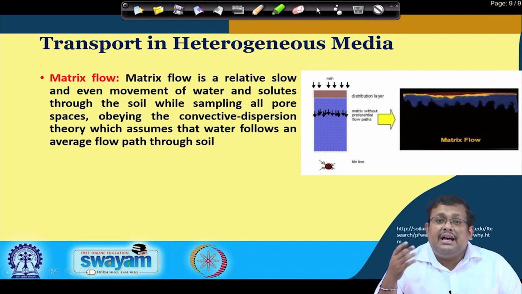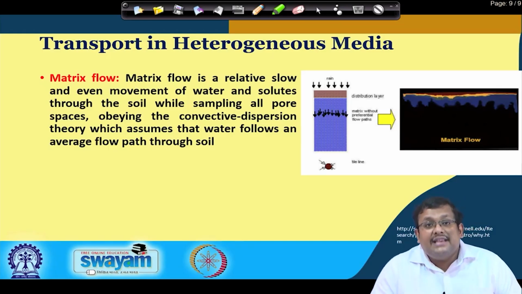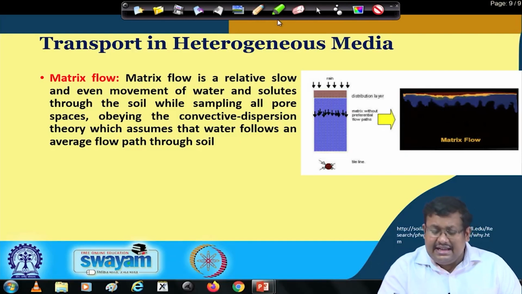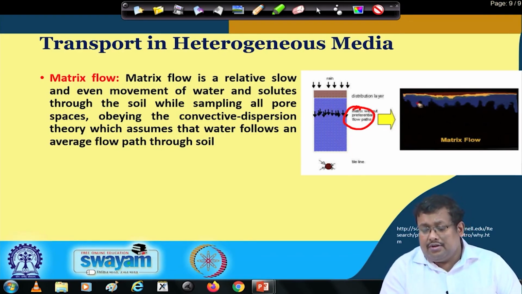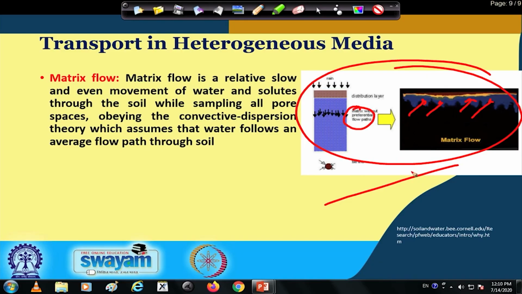So, the opposite of preferential flow is matrix flow. Matrix flow is a relatively slow and even movement of water and solutes through the soil while sampling all pore spaces, obeying the convective dispersion theory, which assumes that water flows along an average flow path through the soil. You can clearly distinguish this: this is the distribution layer, and there is a matrix without preferential flow paths. You cannot see any preferential flow paths. The water is moving uniformly through this zone. So, this is an example of matrix flow.